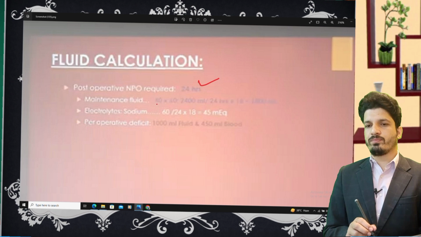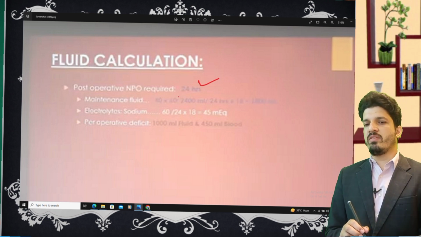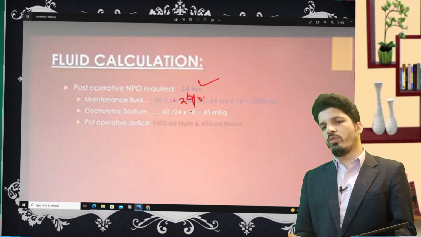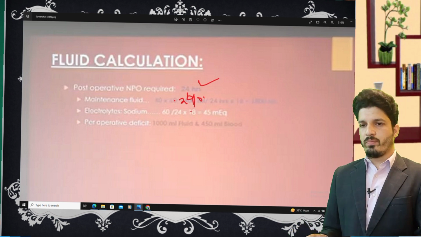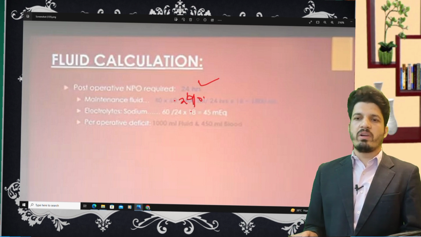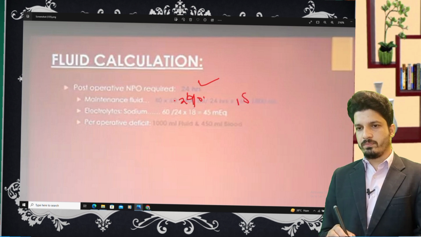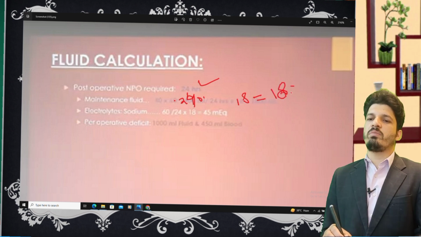For the maintenance fluid, we will multiply the weight with 40, and it will become 2400. Okay, definitely 2400 is for 24 hours, and we will divide it by 24. So we will get the value for 1 hour, and we will multiply that value with 18, and our value will be 1800.